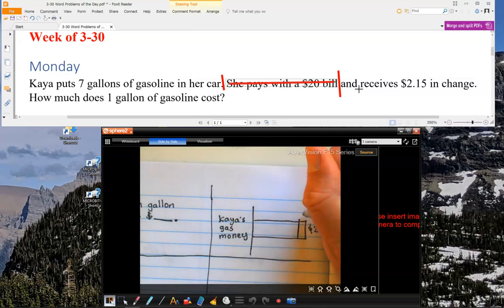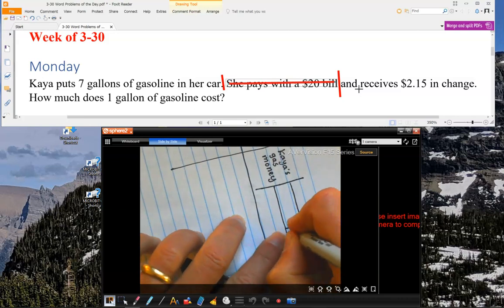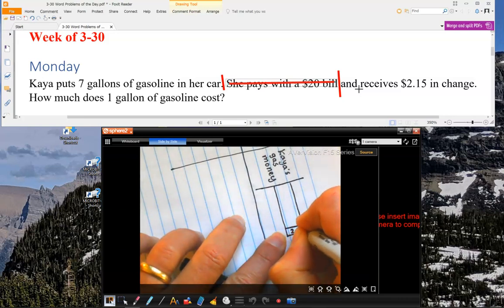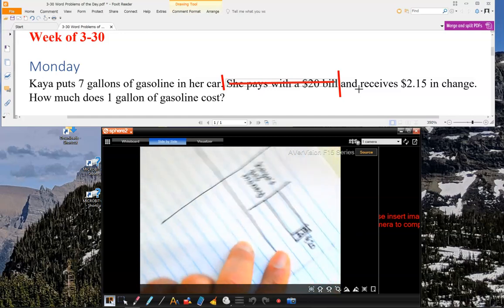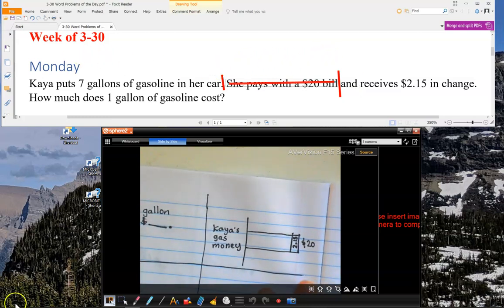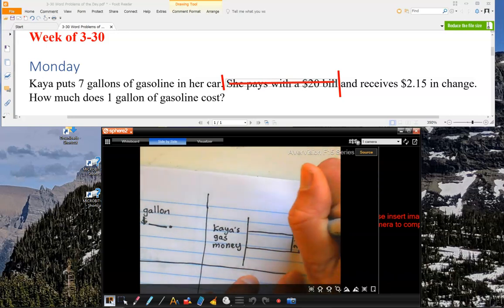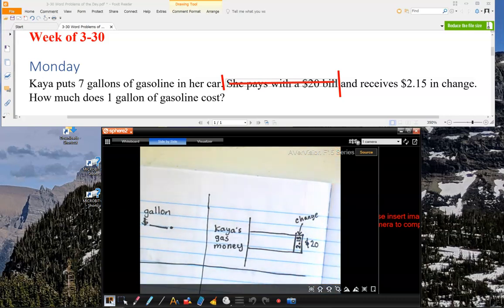It's a little small, so maybe I'll go sideways here, and I'll put $2 and 15 cents right there. And then what would you say I would label it, boys and girls? Pause the video for a second and tell me what you think. All right. I said that it's probably going to be called change because that's how much she got back. So I'll put a little label here, change. That's how much she got back. Since I used the $2.15 and I used the word change, I'm just going to cross that whole thing out.